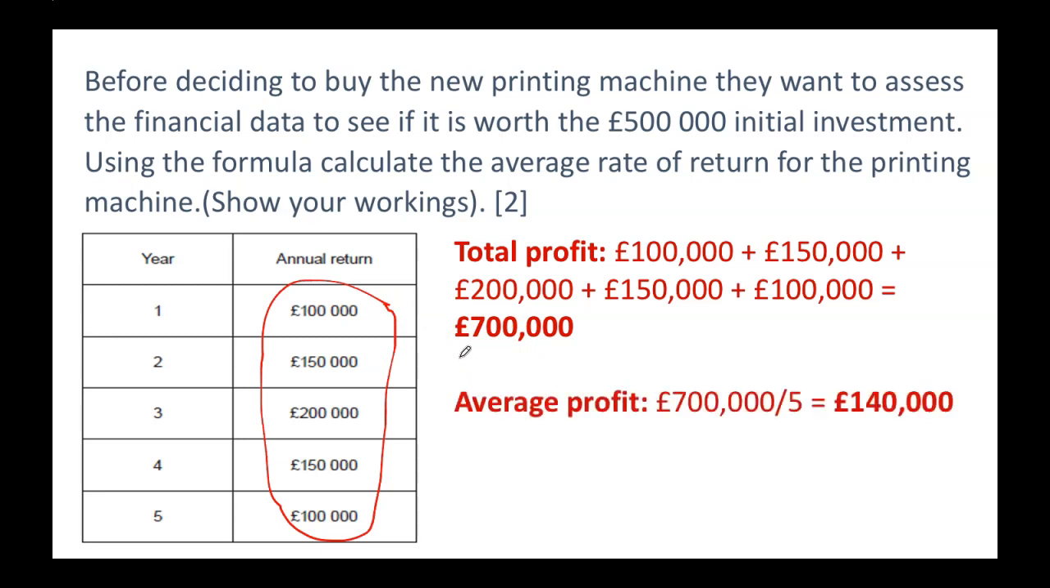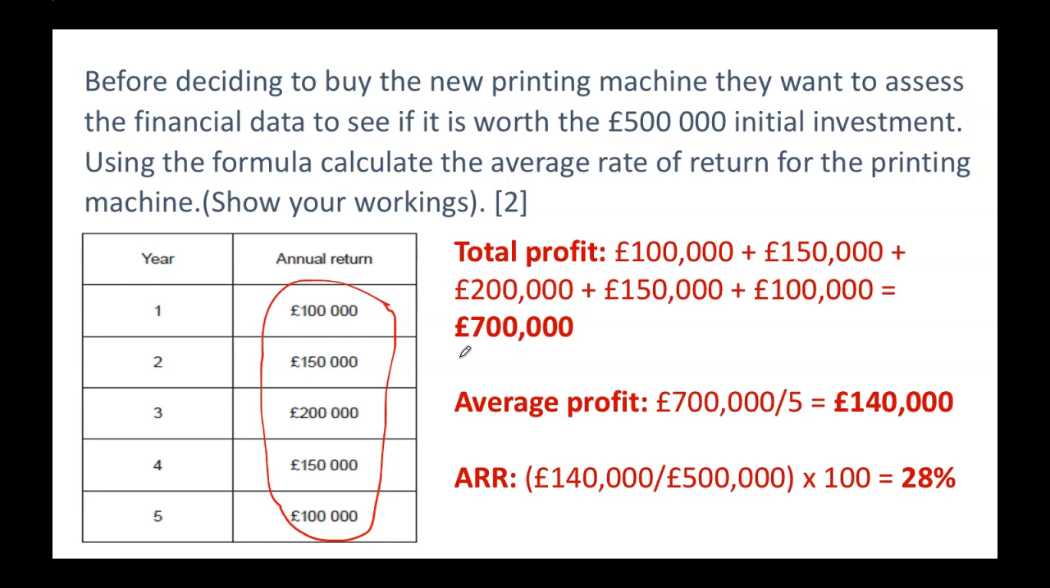So average profit, then we have to work it out. We've got to divide it by the number of years. There's 5 years there. So the average profit per year would be 140,000. And so we do 140,000 divided by the initial investment, which is 500,000, times it by 100 to make that percentage, and we get 28%.